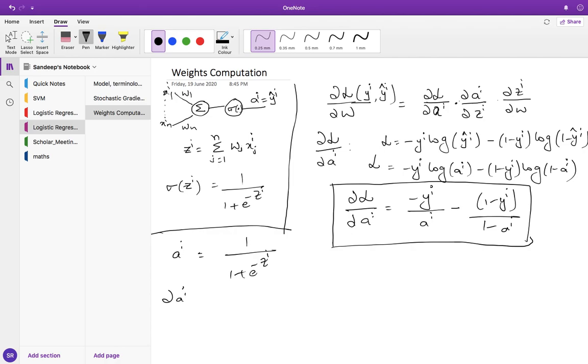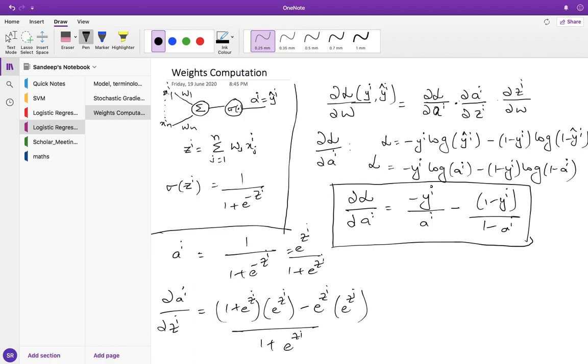So now dou ai divided by dou zi is nothing but the differential of this. You can also write this function as e power zi divided by 1 plus e power zi. So let us differentiate this. So 1 plus e power zi into the differential of e power zi, which is e power zi, minus e power zi into the differential of the denominator, which is e power zi, divided by 1 plus e power zi whole square.